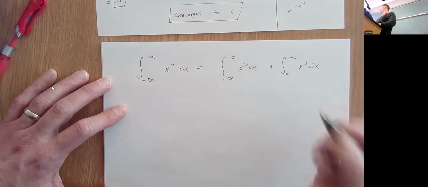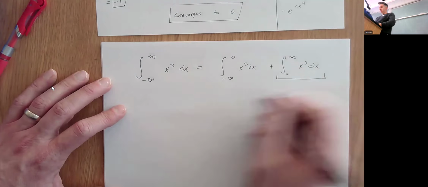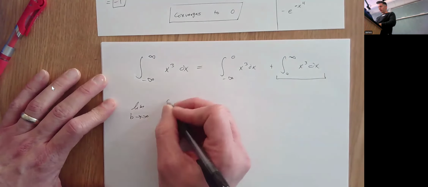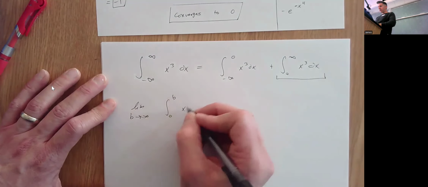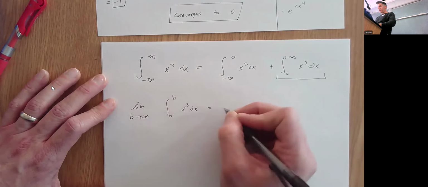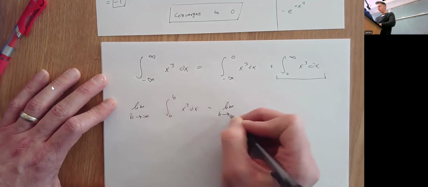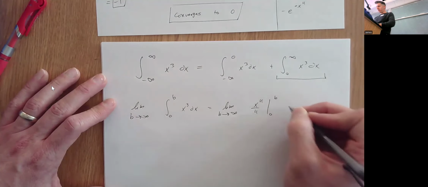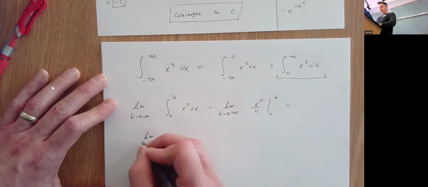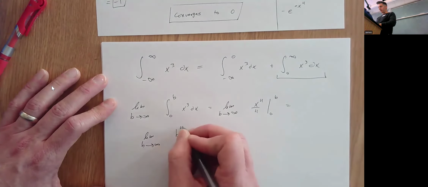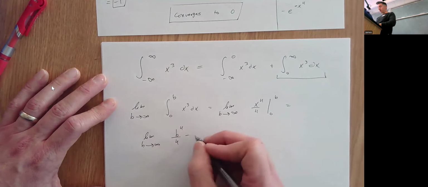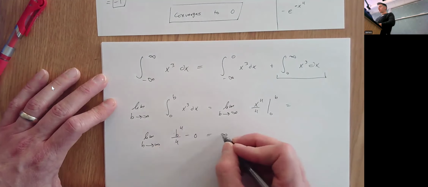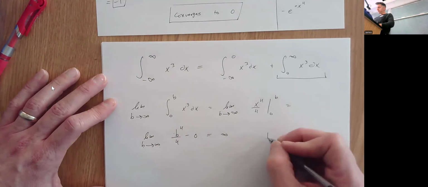and then we deal with one of these, let's deal with this one here. That's going to be the limit as b approaches infinity of the integral from 0 to b of x cubed dx. We integrate, so the limit as b goes to infinity of x to the fourth over 4 from 0 to b. We plug in b, we get the limit as b goes to infinity of b to the fourth over 4 minus 0. And then if you plug in infinity, infinity to the fourth power is infinity. So this diverges.